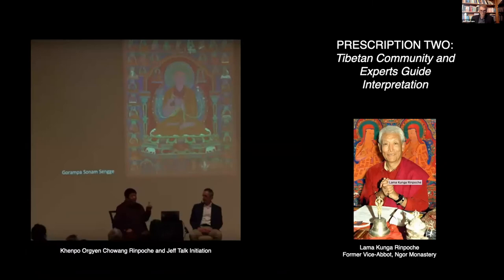Now, prescription two is to foreground voices that speak from and for the tradition, both experts, like the two famous Bay Area Lamas that you see here, and the fascinatingly hybrid communities that they serve. By the way, ask me about Lama Kunga on the right and the painting that Orgyen Chowang Kempo is talking about on the left. We can have a fun talk there.